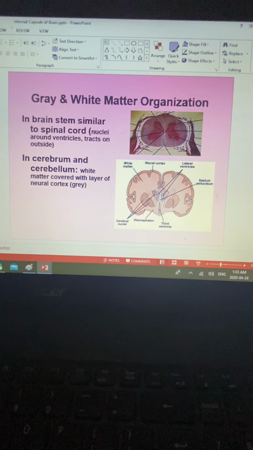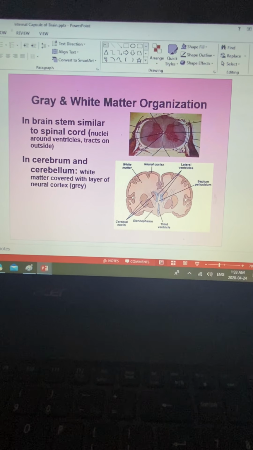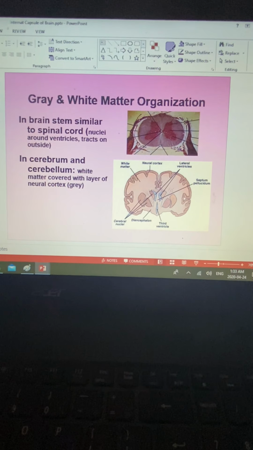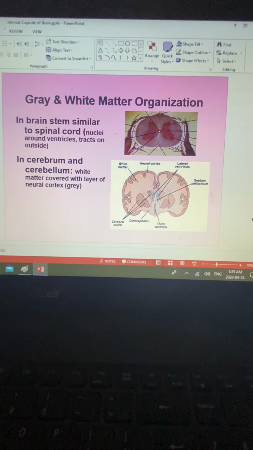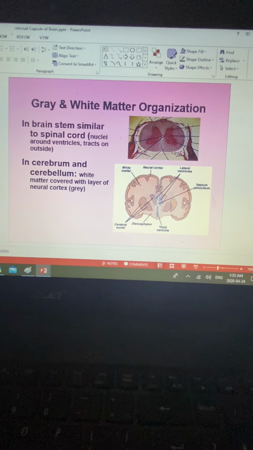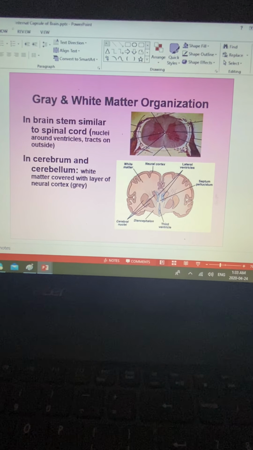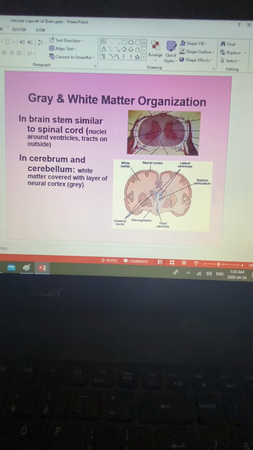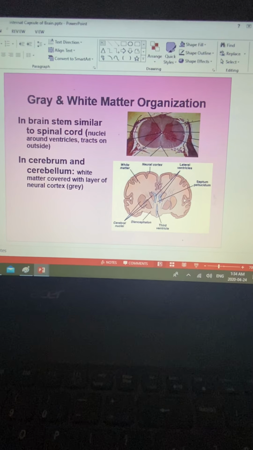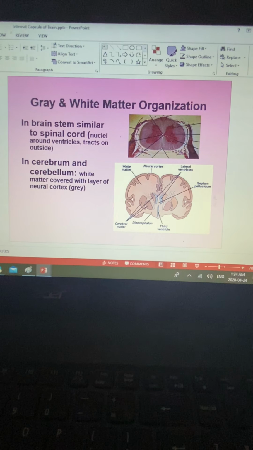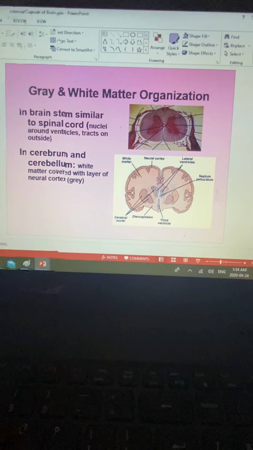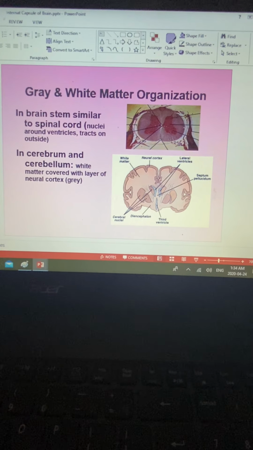First of all, we must have an idea how the gray and white matter is organized in the different parts of the central nervous system. It does not follow the same organization from the spinal cord up to the cerebrum. In the brainstem, we have an organization similar to that of the spinal cord: the nuclei are around the ventricles and the tracts are on the outside.